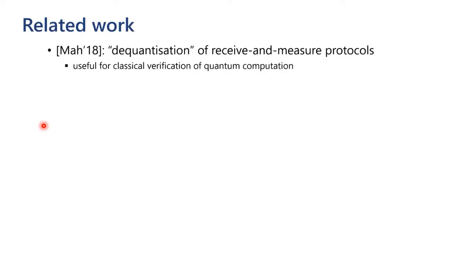So this whole business of dequantizing quantum cryptographic protocols really got started with Mahadev's celebrated verification protocol. And in our language of dequantizing things, you can view this as a way to dequantize so-called receive and measure protocols, where instead of Alice sending random BB84 states to Bob, Alice receives qubits from Bob and then measures them either in the computational or Hadamard basis at random.